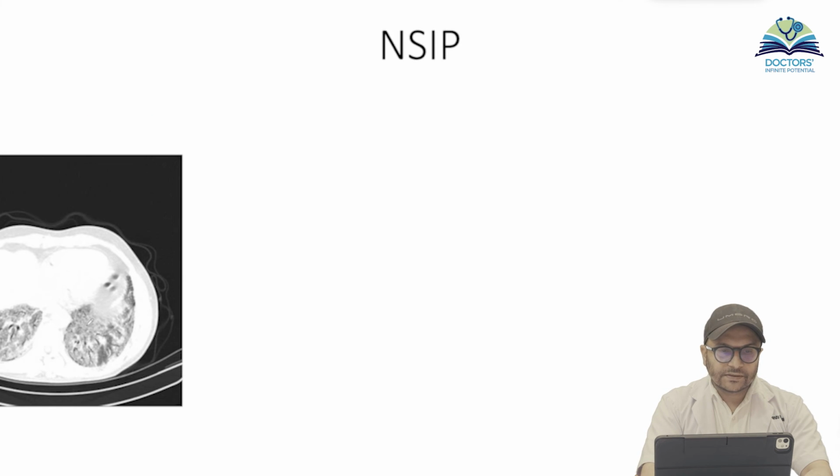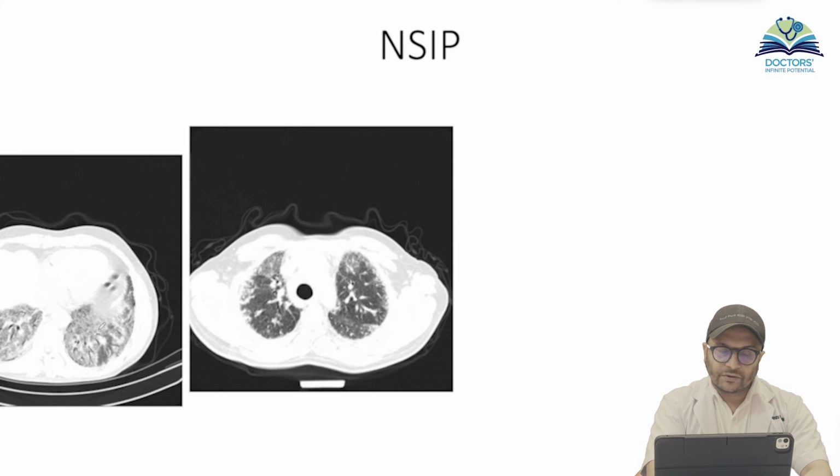So, this is an axial image which shows diffuse ground glass opacities in bilateral lower lobes with traction bronchiectasis. These are the traction bronchiectasis with severe ground glass opacities in bilateral lower lobes with associated reticulation in bilateral lower lobes. This is the same patient showing ground glass opacities in bilateral upper lobes with reticulation.